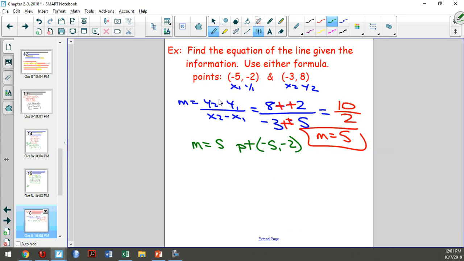Does it say which formula I have to utilize? No, so what should I do? What is your favorite? The first one, y equals mx plus b. Not surprised. Okay, so that means this is x1, this is y1. So y1 is negative 2, m is 5, and x is negative 5 plus b.